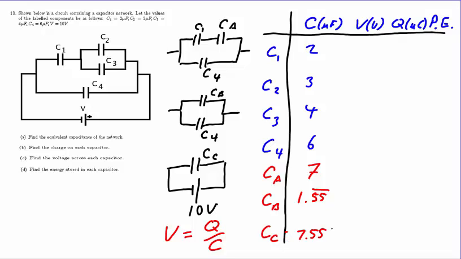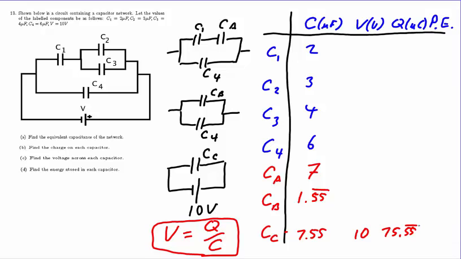Finally, we have a capacitor where we know what the voltage is. That capacitor is hooked directly to the 10-volt battery, so its voltage is 10 volts. If we ever get 2 out of 3 of V, Q, and C, since V equals Q over C, we can calculate the third. So therefore, equivalent capacitor C has a charge equal to C times V, and we're going to get 75.55 microcoulombs.